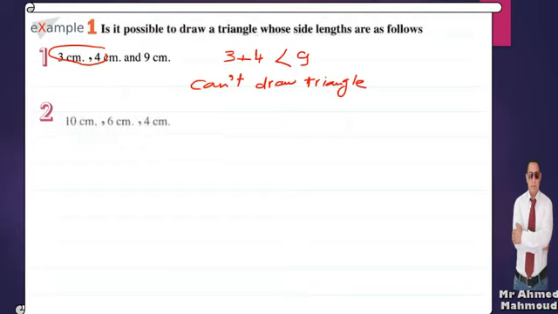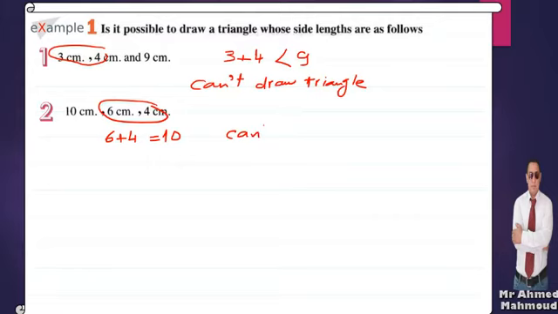whose lengths are 3, 4 and 9. Another example, here we have 10, 6 and 4. Because by choosing the two smaller sides, here 6 and 4, 6 plus 4 is equal to the length of the third side, equal to 10. So we can't draw a triangle.